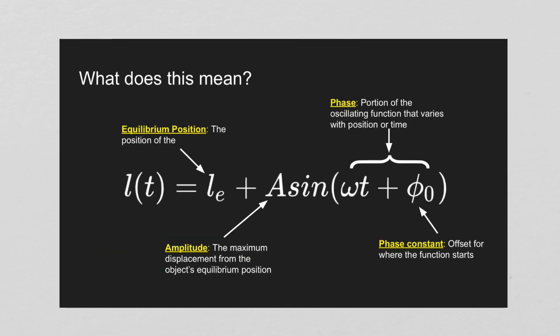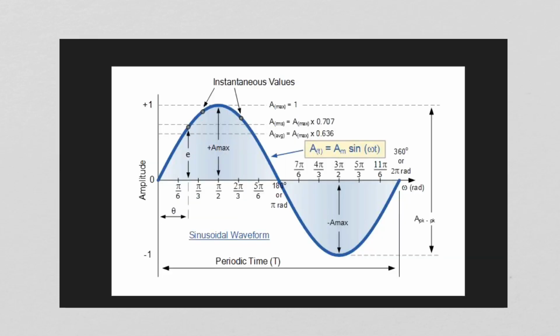So what does this all mean? Let's take a look at the various pieces. L_E is your equilibrium position, A is your amplitude, so that's how far you've pulled that spring back initially. This phase is just the proportion of the oscillating function that varies with time, that's this piece right here. And this phase constant is an offset, so sometimes you'll walk in and the spring might not be exactly at 0. That's okay. That's where that phi 0 comes in. You can solve for phi 0 based on your boundary conditions, and there's a nice example in your textbook that I would look at. Here's a little graphical interpretation.